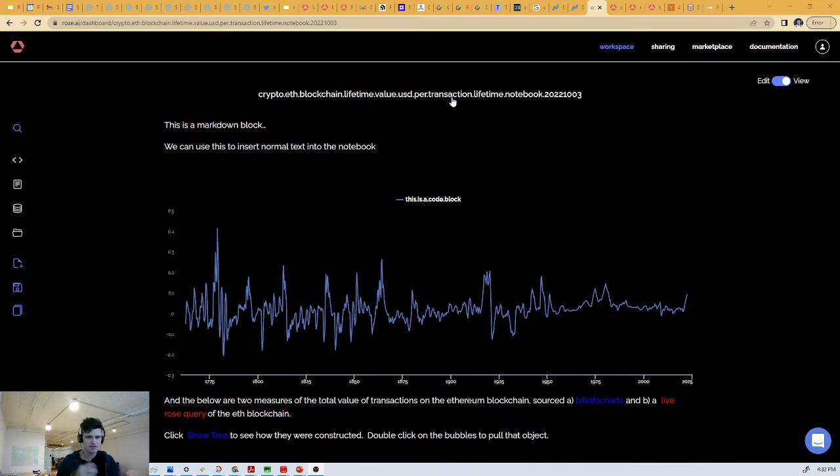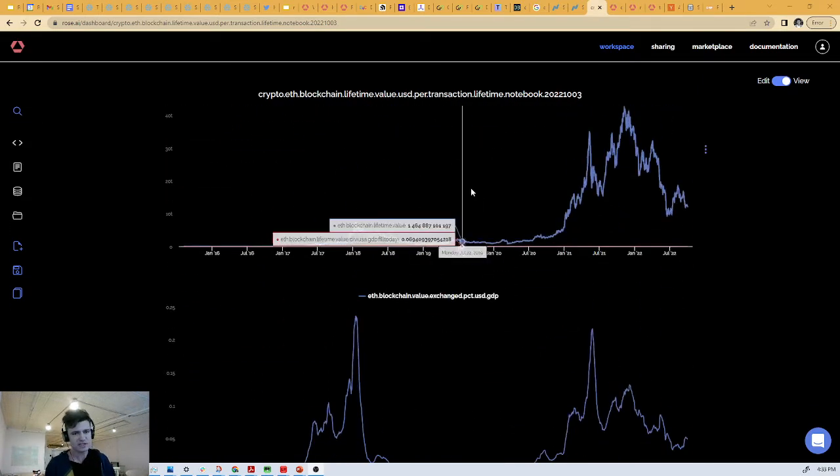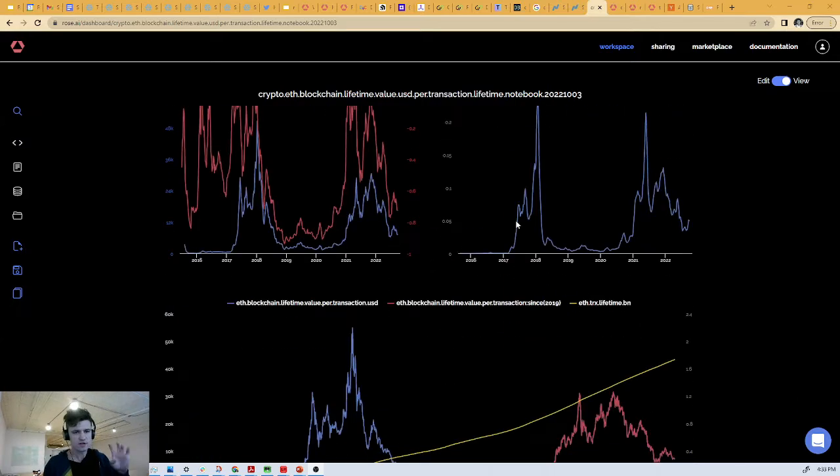It was me trying to figure out a couple different things related to how many total ETH have been traded ever and what's the value of that, and how many different ways can you answer that question. So first of all, this is a notebook in its default mode. We call it view mode.